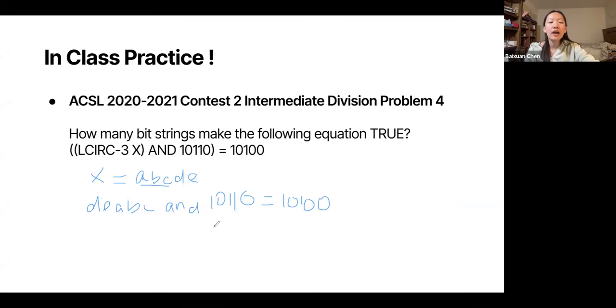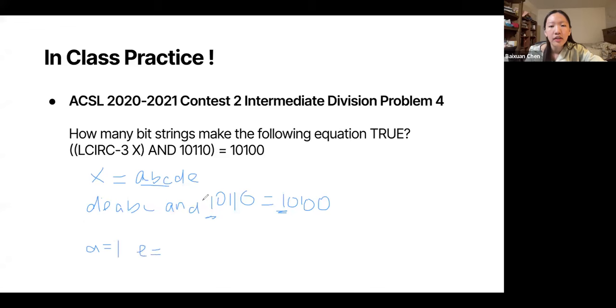So we notice that for AND, it will only return a 1 if both of the digits are 1, right? So for the first digit, we see that it's a 1 here. So that means that D has to be a 1, right? Because there's a 1 right here, and D needs to be a 1 in order for there to be a 1 here. So D will be equal to 1. So then let's evaluate what E can be.